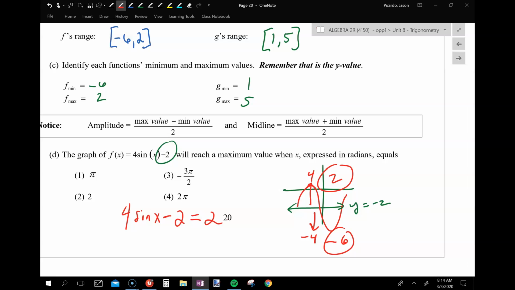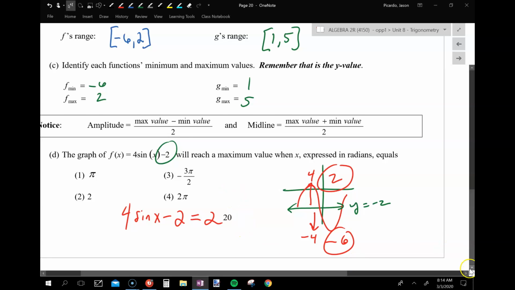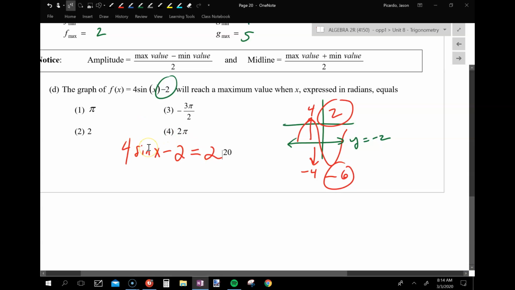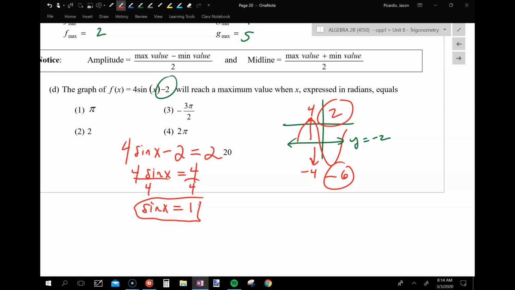Can I solve that equation? We haven't solved an equation yet. Let's see if we can solve an equation. How would I solve this? I got to solve for x. Give me a step. Add 2. Divide by 4. And I get sine of x equals 1. When does sine equal 1?